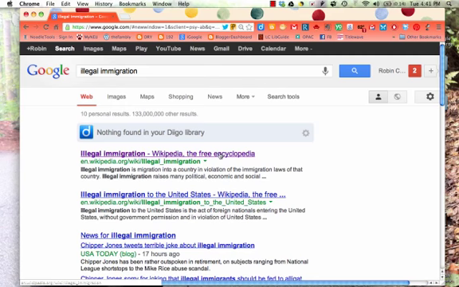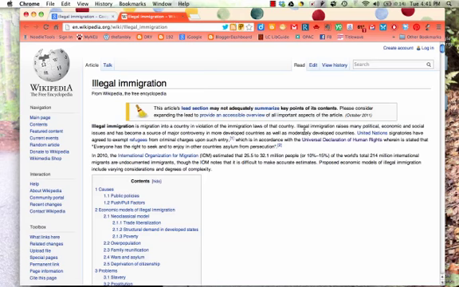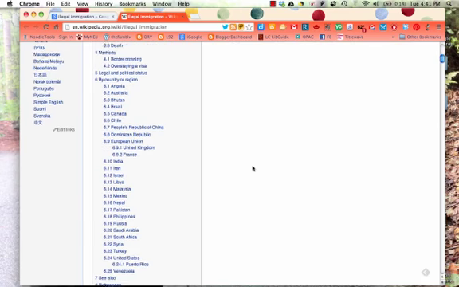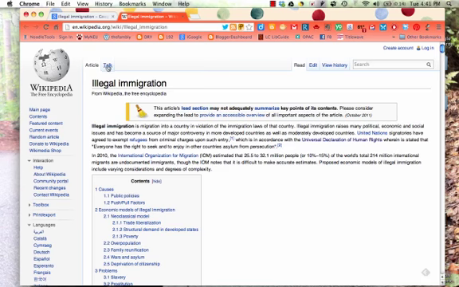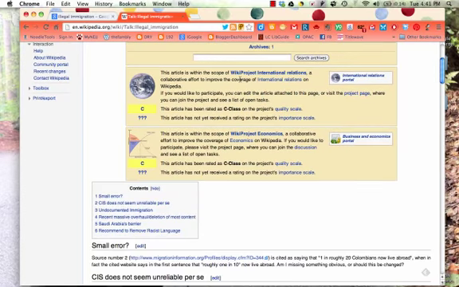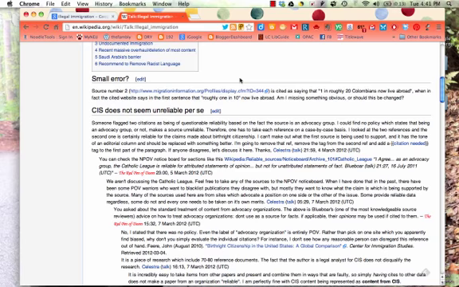That's not unusual. We usually see Wikipedia up at the top. So let's take a look at it. Here's the Wikipedia article on illegal immigration. It looks very comprehensive, all these different countries. But before we get into it, let's take a look at this little tab called Talk. And this tells you what people are talking about as they are working on this article.